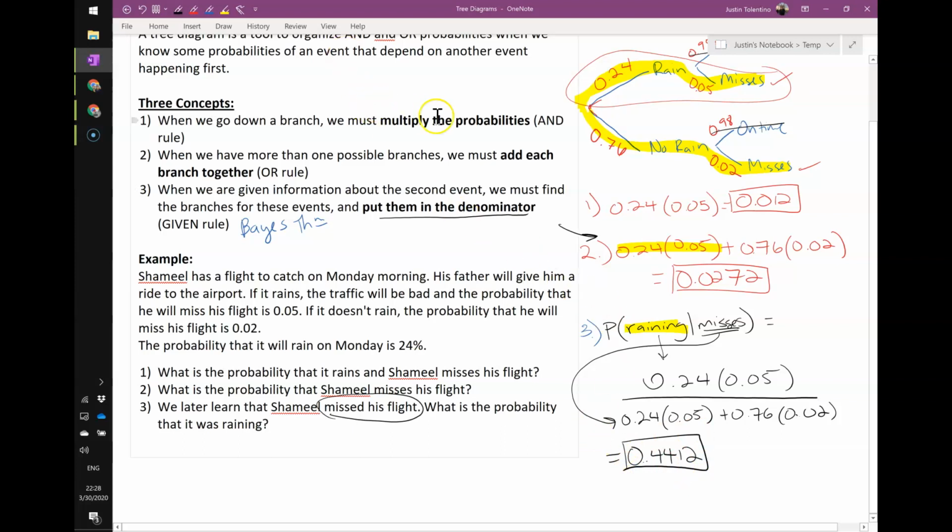So we saw all three cases. Just a multiplication case where it's one branch. We saw a case where we have multiple branches, so we can add those branches together. Or we saw the one where something is given to us, in this case that he misses his flight, and that goes in the denominator, and then we choose from those denominator branches what we were looking for. In this case, raining. That one goes in the numerator. That's it.